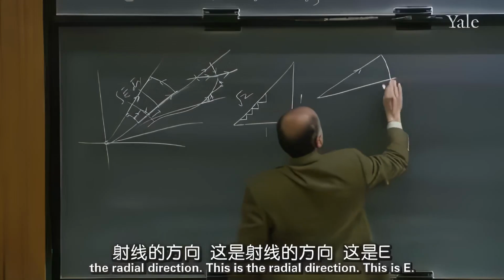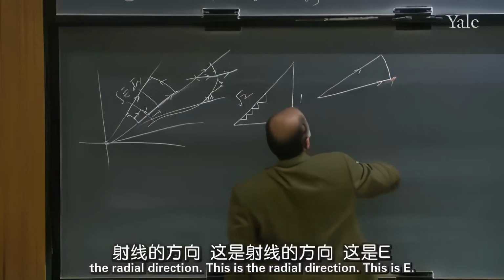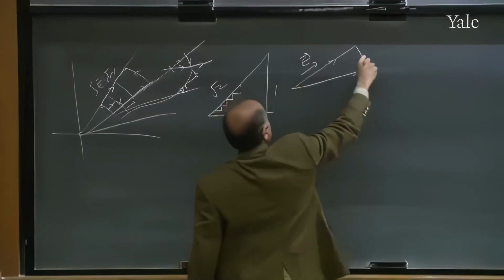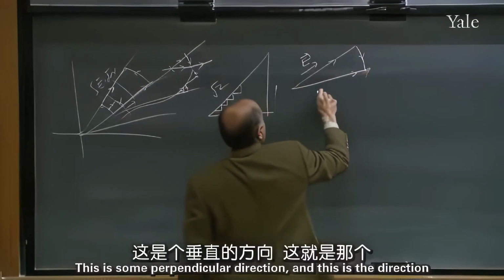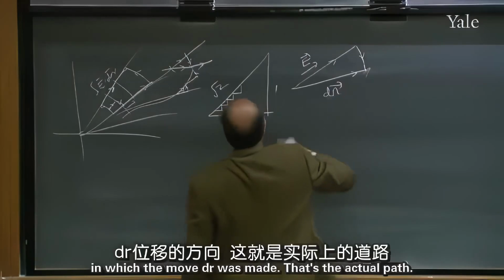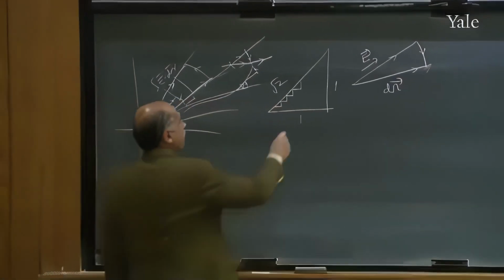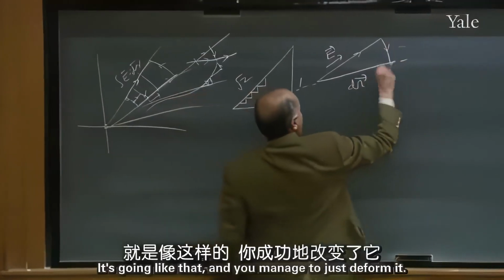This should be the radial direction. This is the radial direction. This is E. This is some perpendicular direction. And this is the direction in which the move, dr, was made. That's the actual path. It's going like that. And you managed to just deform it.